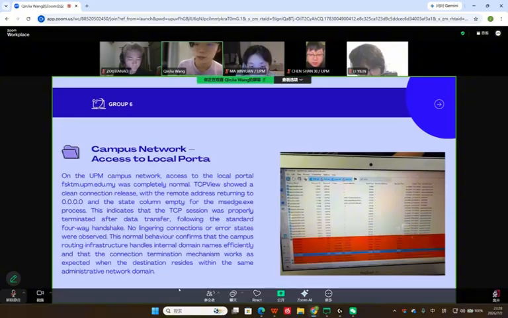Now let's look at the TCP view. Slide 1, campus network access to local portal. On the campus network, we tested access to the UPM portal. The page loaded normally and quickly. When we checked the connections, it showed that the connection was properly closed after the page loaded. There were no errors or unusual states. This means the campus network handles the internal website very well.